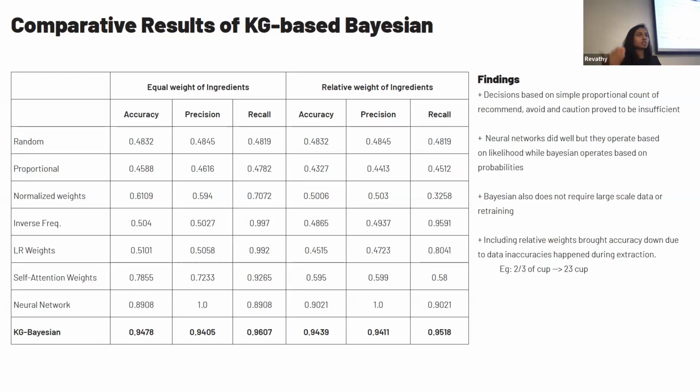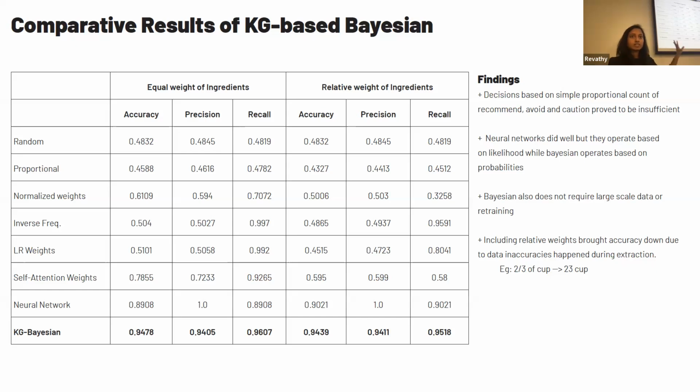So for each knowledge path, we used a neural network to create embeddings and used a self-attention model. That's a neural network-based approach. It did well, but the precision is too perfect and the recall is not. This is probably because the neural networks work based on likelihood estimation, whereas Bayesian works on probabilistic estimation. And also Bayesian would not require the large-scale data that is generally required by the neural network models.